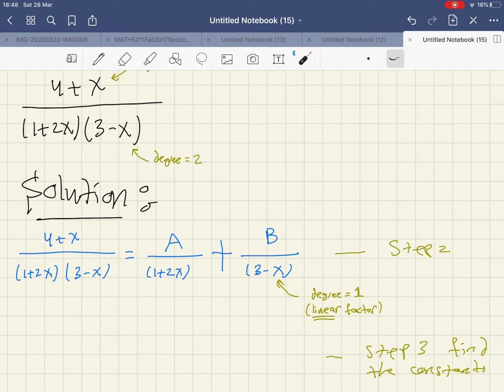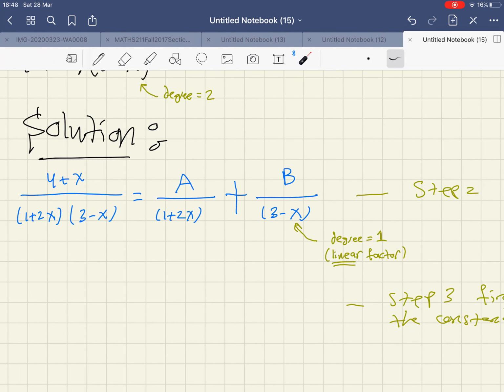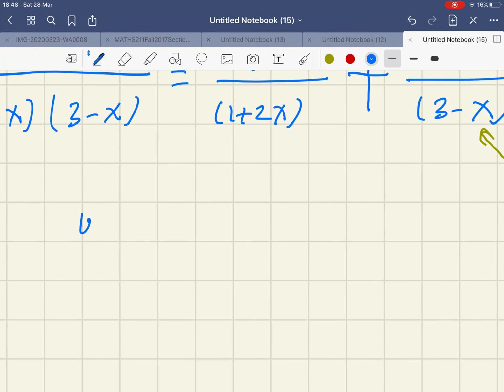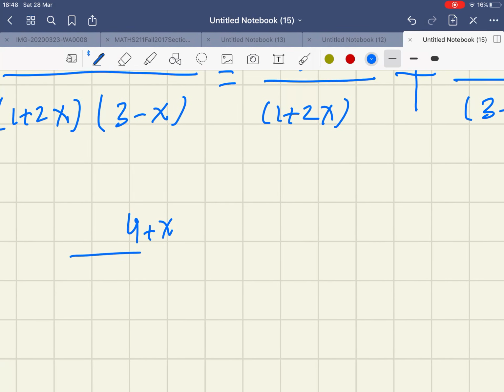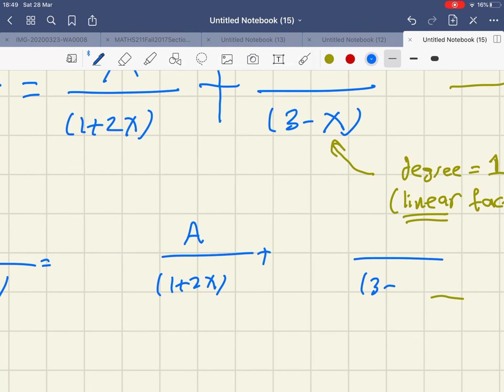The easiest method, you multiply everything by those two brackets. Do you see them here? Just multiply everything by it. And that will give you the answer. So if you allow me to do it here, I just need more space maybe. Just let me prepare things. (4 plus x) over (3 minus x)(1 plus 2x) equal to (1 plus 2x)a plus (3 minus x)b.